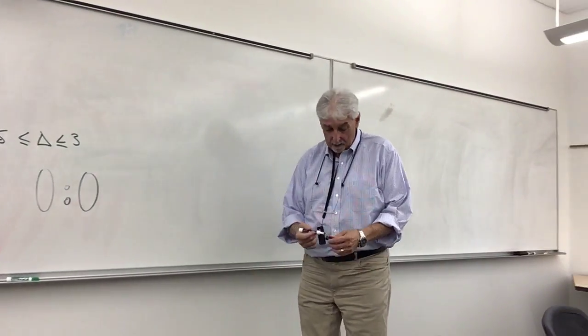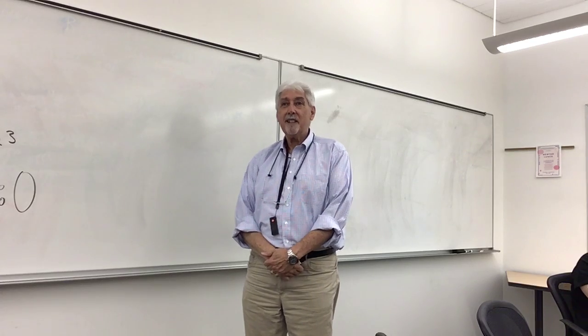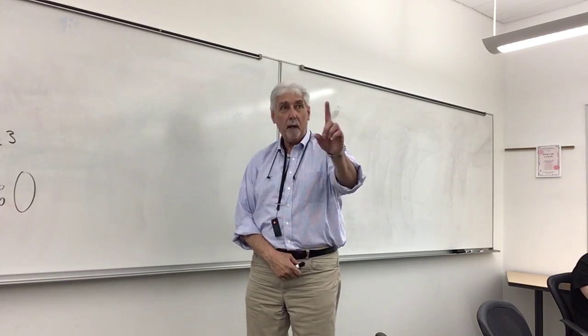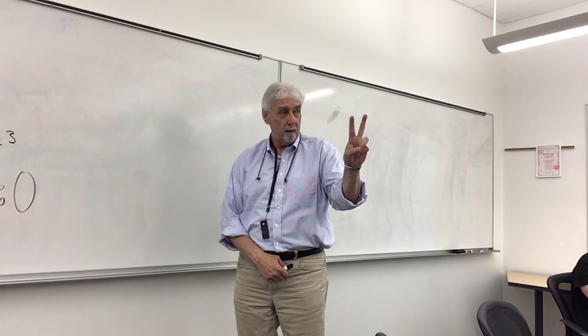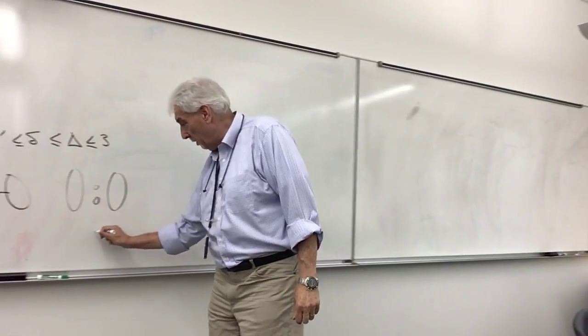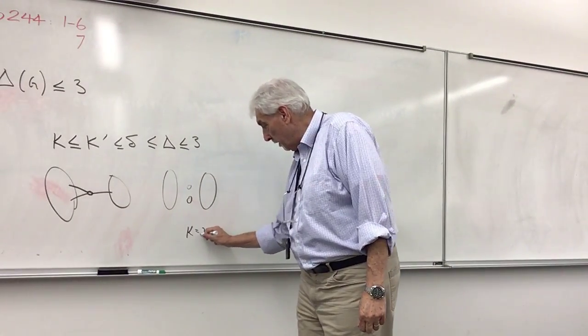Now what? Similar picture with both of those. By the way, vertex connectivity is 2. So this is connectivity 2. Okay?